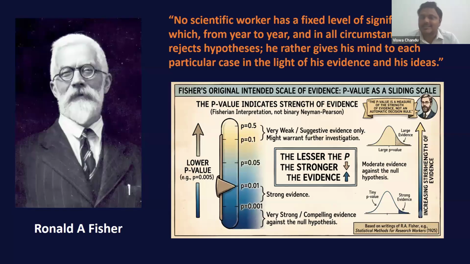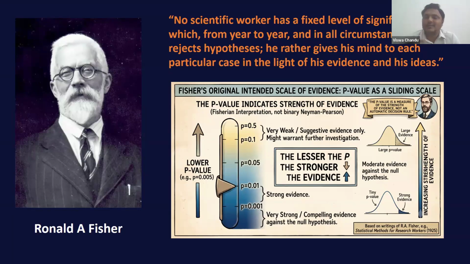The actual idea is just that the p-value acts as a sliding scale of evidence. The moment you go from 0.01 to 0.001, you have stronger evidence. The moment you go from 0.1 to 0.05, you have stronger evidence. So that's what the interpretation of p-values is supposed to be. That's how alpha was never meant to be a rigid cutoff.